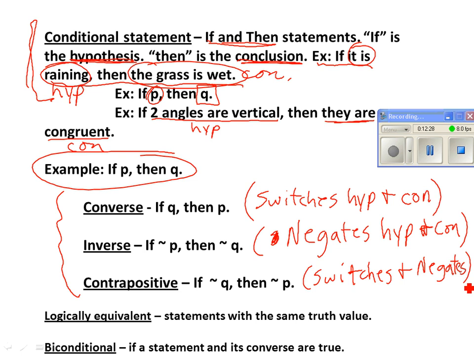Now, if we go back up to this first example I had up here. If it is raining, then the grass is wet. Whenever you're doing inverse, converse, contrapositive, and the original statement, you're always going to try to decide the truth value of it. All right? Let's look at that. If it is raining, then the grass is wet. Is that original statement true or false? True. If it's raining outside, we expect that the grass is going to be wet, right?